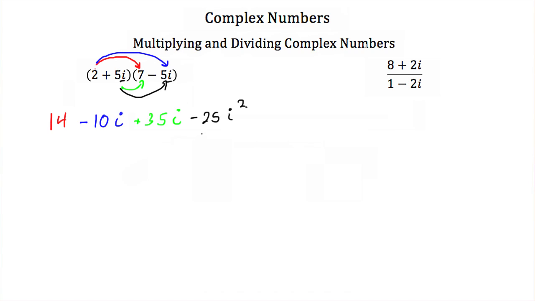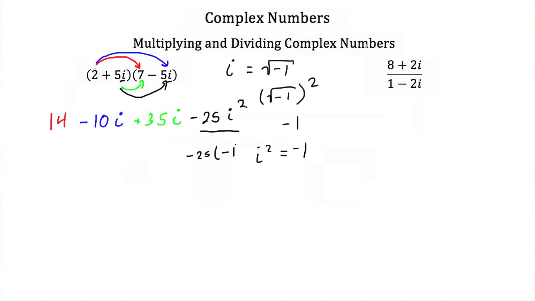Now let's look at this last term a little bit more closely. Here we have minus 25i squared. Now we've been treating i like a variable as we do this multiplication, but remember that i is equal to the square root of negative 1. So if I have the square root of negative 1 and I square it, well, that's just equal to negative 1. So whenever you see i squared, just remember that's equal to negative 1. So here this is really minus 25 times negative 1, or plus 25.